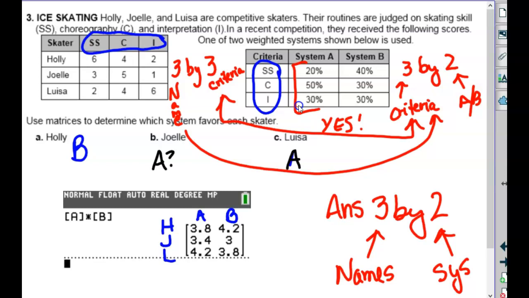When to multiply, right? You have to know the sizes, and then you have to know what they stand for so that you can interpret the result. Everybody good?